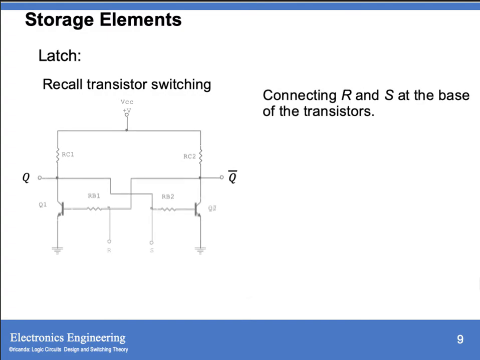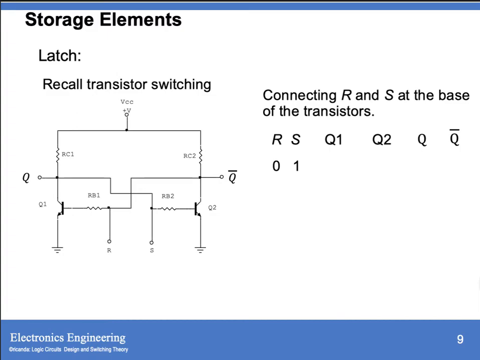So we have to connect two inputs to the bases of the two transistors. We have R and S. R is connected to the base of Q1 and S is connected to the base of Q2. So solving for this using a table, we have inputs R and S. We have the states of transistor 1 and transistor 2, then your outputs Q and Q bar. So we begin with your inputs R and S as 0 and 1. 0 means it is connected to the ground and 1 means it is connected to VCC.